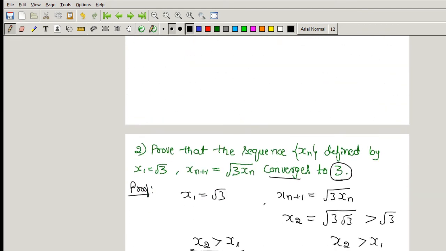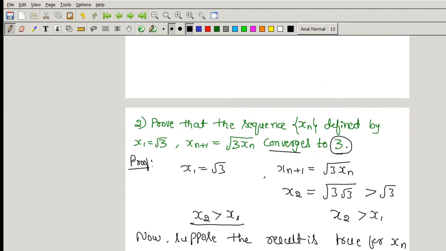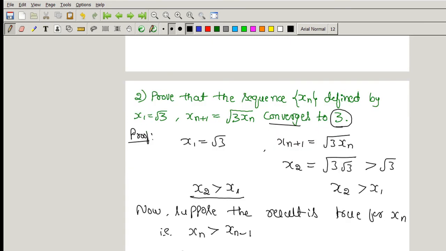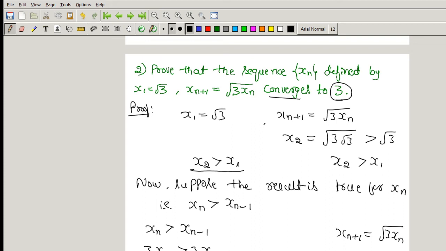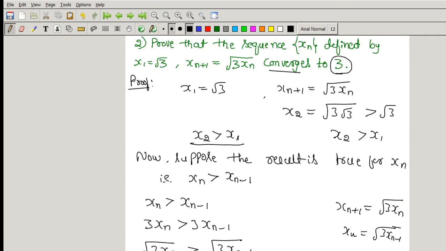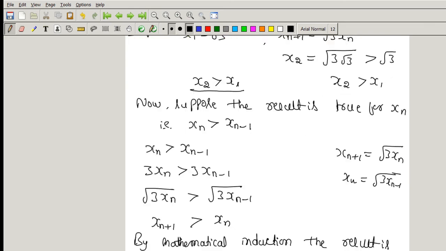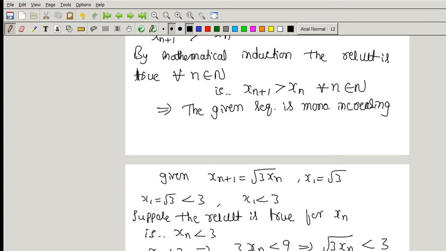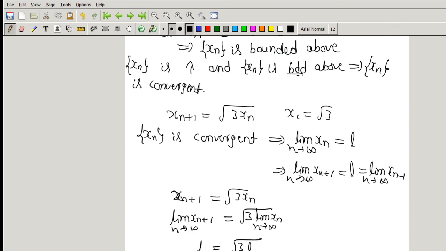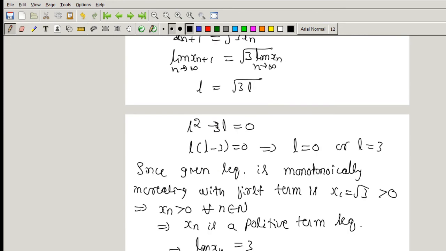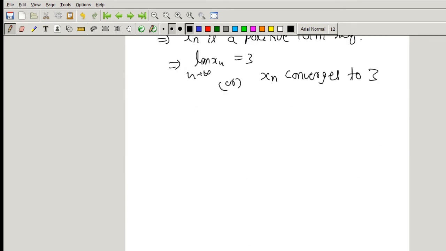So the given problem is the sequence xn defined by x1 equal to root 3 and x(n+1) equal to root of 3 into xn. By using mathematical induction, I have proved this problem. First I checked for n equal to 1, then assumed the same inequality is true for the nth term, and then proved it for the (n+1)th term. For both monotonically increasing as well as bounded above conditions, I have used mathematical induction. So we have arrived at the result that xn is convergent and it converges to 3.